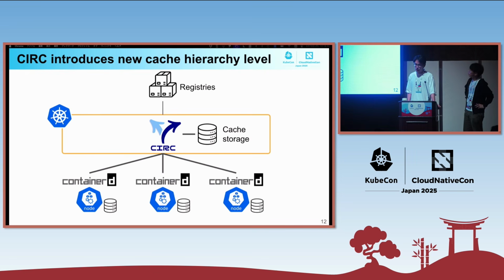When containerd pulls an image, the image pull request will go to CIRC. If the image is cached, CIRC immediately returns it to containerd. Otherwise, if the image is not cached yet, CIRC pulls it from the origin registry, stores it in the cache, and returns it to containerd. Until the cache is evicted, the same image is pulled from the origin registry only once. So most image pull requests are done within the fast in-cluster network.